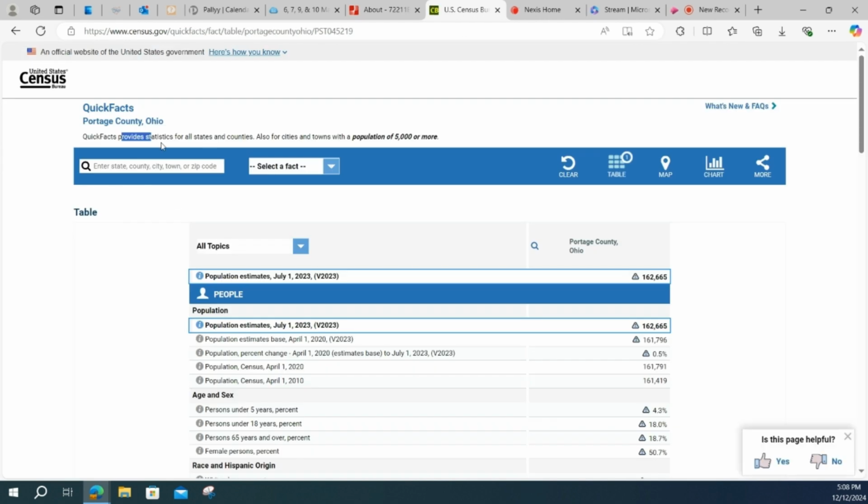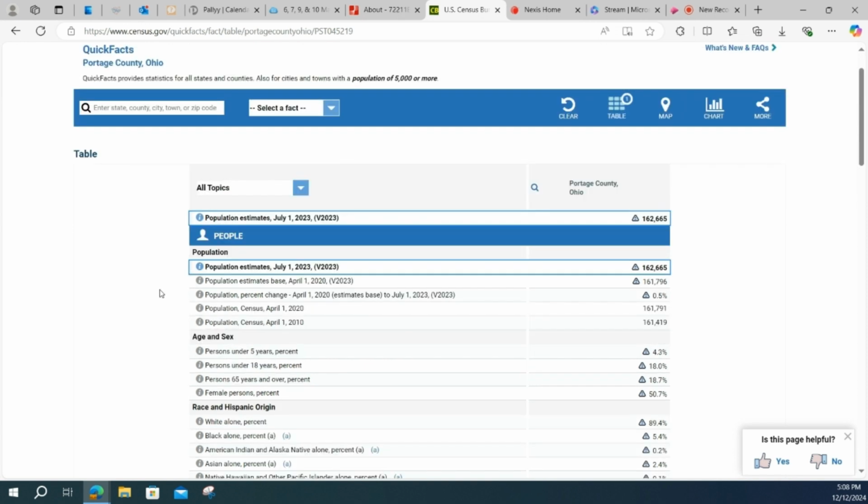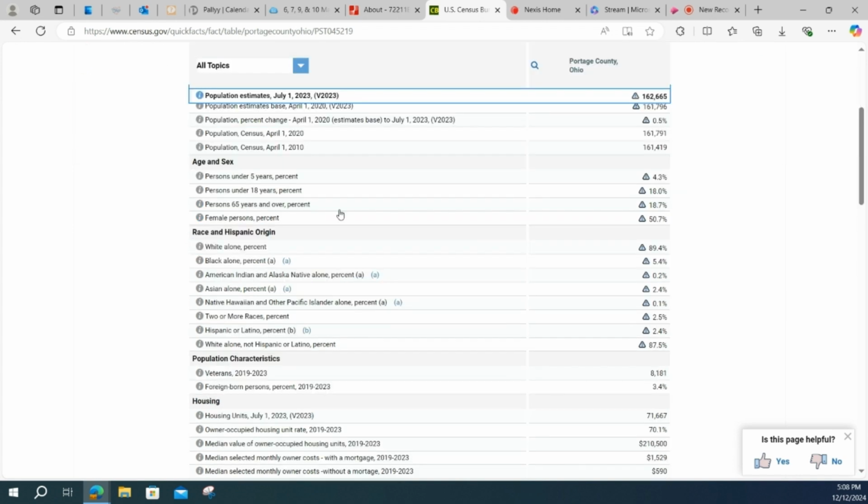And then I just clicked on pages and it took me to this quick facts, right? And the quick facts is going to show you information for cities and towns with a population of 5,000 or more. And this is going to be more demographic. So I can find out things about people's race. I can find out things about people's housing.